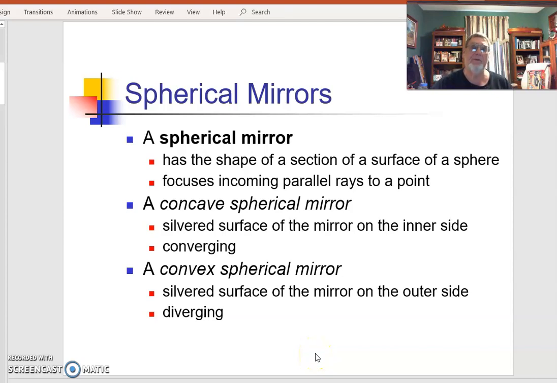All right, the next type of mirror we want to talk about are spherical mirrors, which we can use to form images that are either larger or smaller.